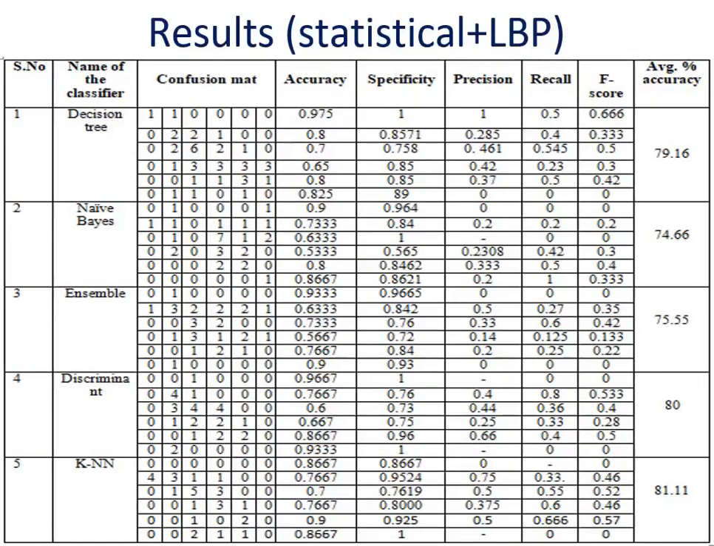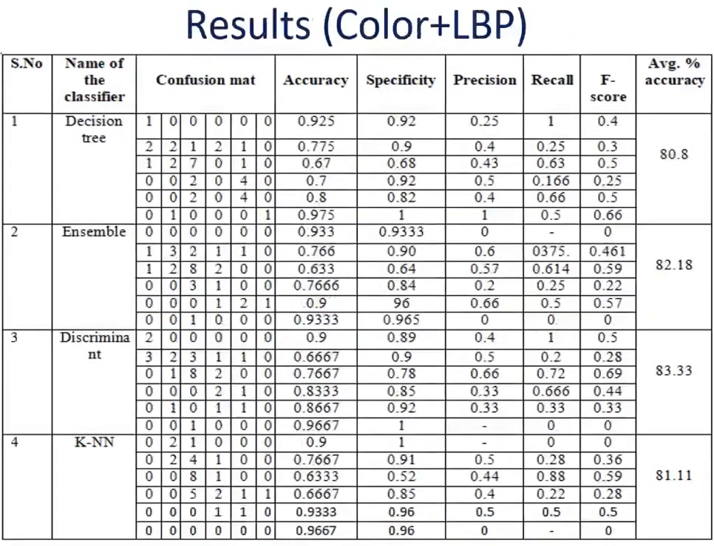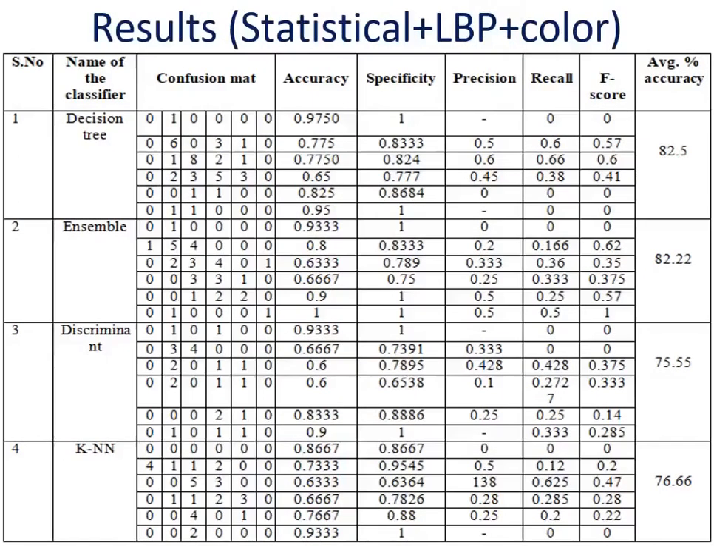In case of combination of statistical and LBP features, KNN classifier outperformed discriminant, ensemble, naive Bayes and decision tree. In case of combination of color and LBP features, discriminant classifier outperformed KNN, ensemble and decision tree classifiers. And with the combination of statistical, LBP and color features, decision tree classifier outperformed ensemble, discriminant and KNN.